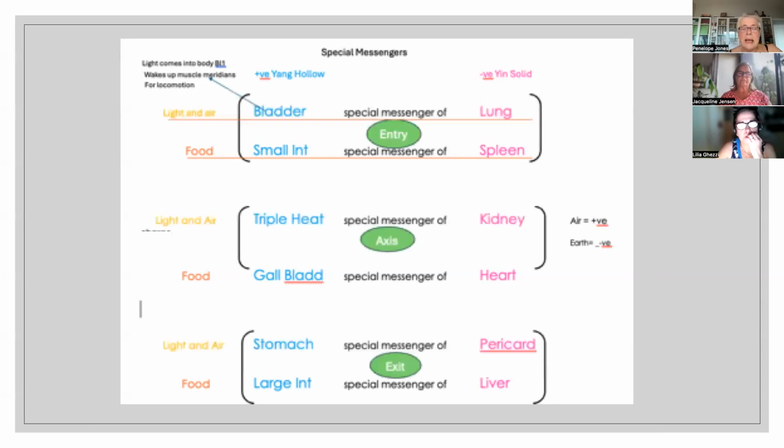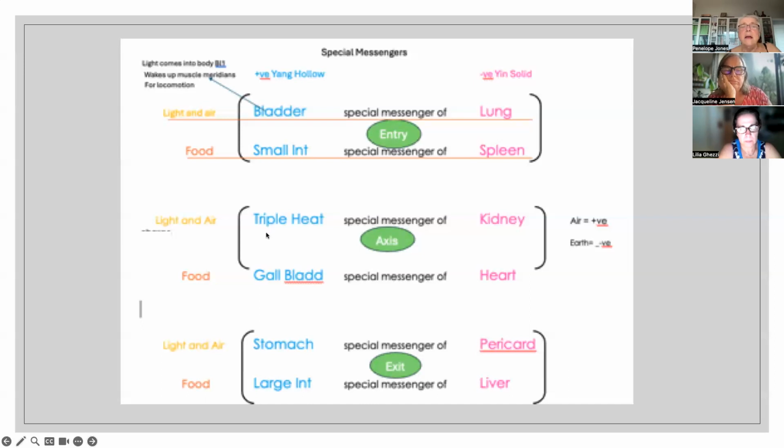So if we come back to here, we can see we've got all the yang organs here. These are all special messengers, and they are special messengers of these yin organs. Okay. And they're organized in 3 sets of 4. These are how the energy or the chi gets into the body. It gets into these top 2 via light and air. It gets into the bottom 2 via food. And we'll go into that a little bit more.